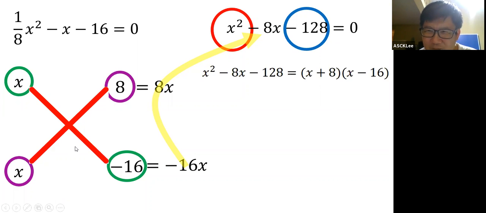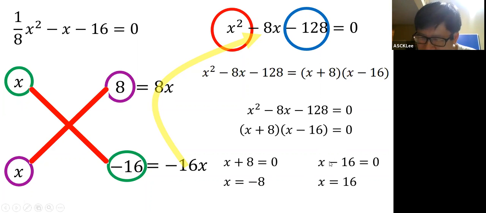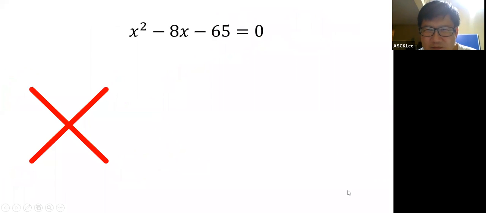Your factors are there. And again, solve it in the usual way. Replace the left side with your factors and apply the zero product property, which means x equals minus 8 and x equals 16. So your solutions are minus 8 and 16.